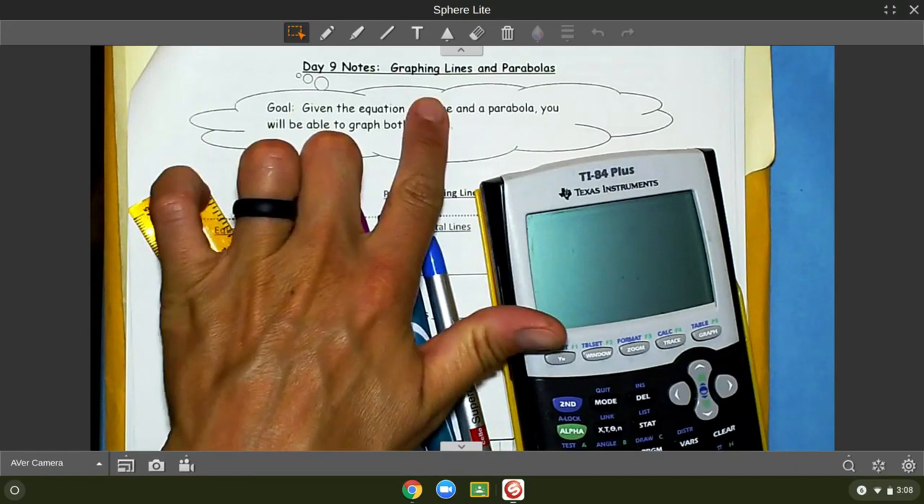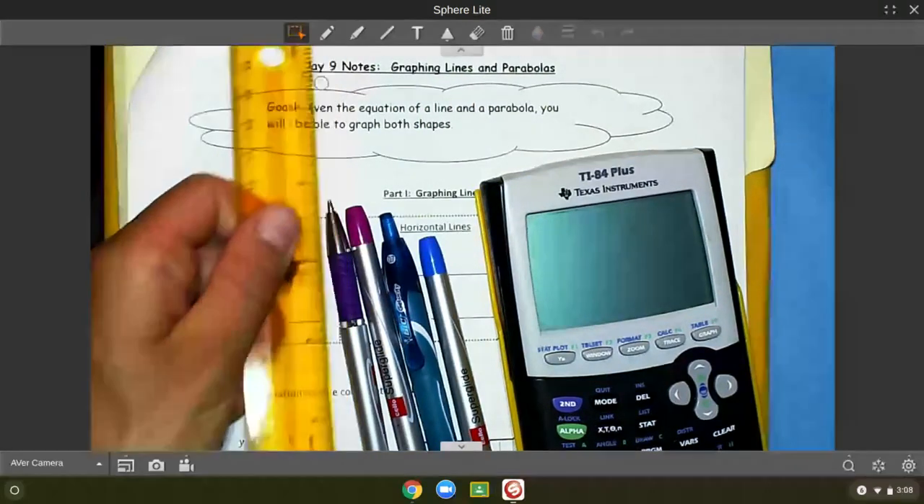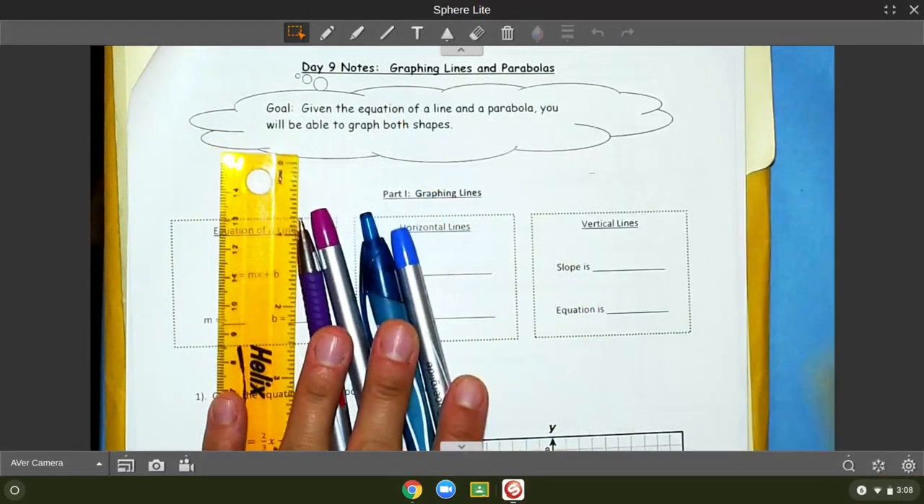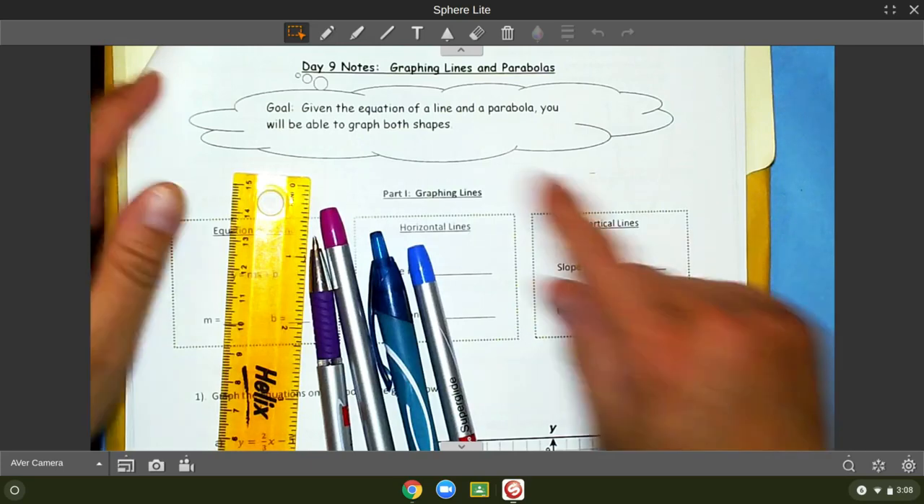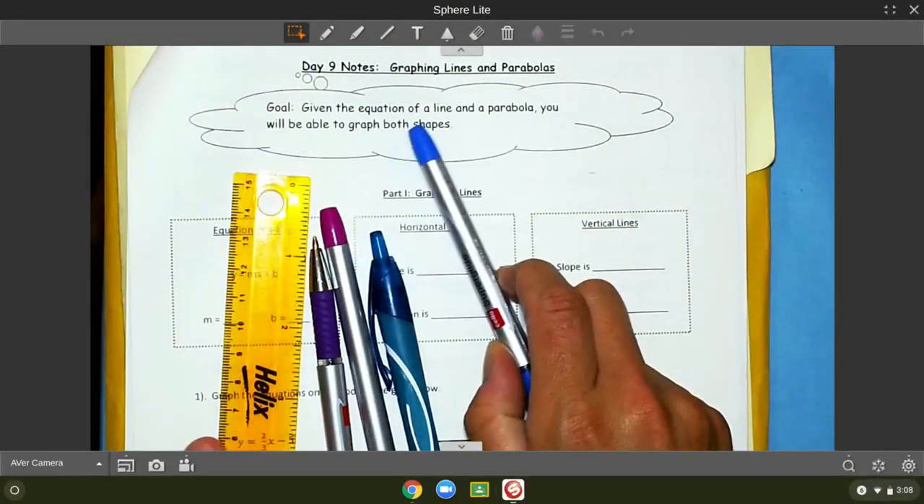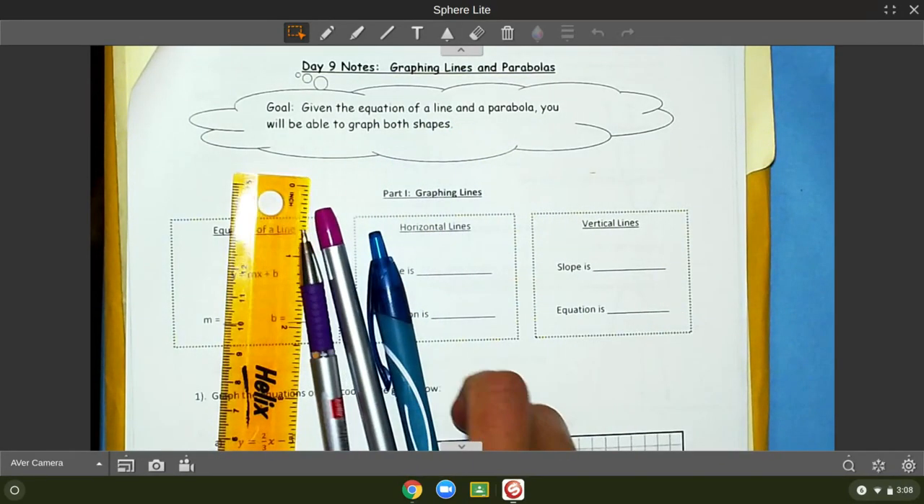Today, we're going to be graphing lines and parabolas. For today's lesson, you're going to be needing something to draw a straight line with, writing utensils, and a calculator. Today's idea is we're going to be graphing lines and parabolas. Our goal: given the equation of a line and a parabola, you will be able to graph both shapes.